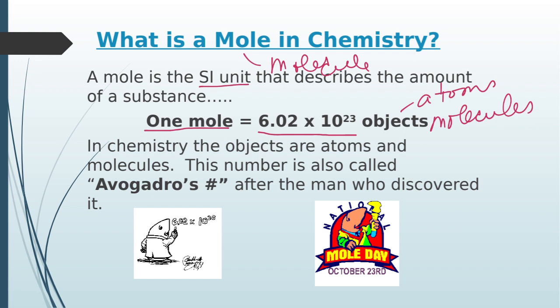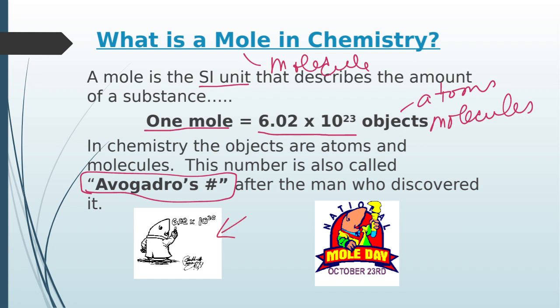The number is also called Avogadro's number, named after the man who discovered it. His name was Amedeo Avogadro. He was an Italian scientist, and he came up with this constant value to represent numbers of particles in chemistry. It is a very famous unit. Most chemistry people have a real fondness for the mole unit.